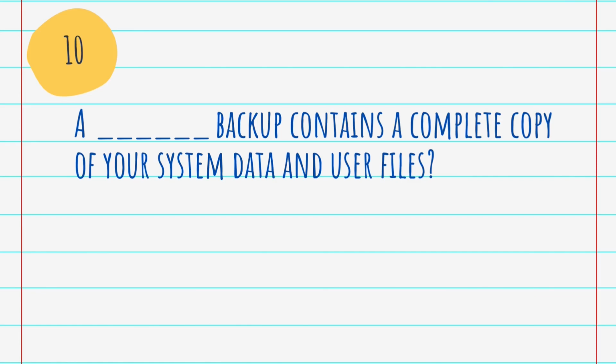Okay. The next question: a data backup contains a complete copy of your system data and user files. Answer is full backup. A full backup contains a complete copy of your system data and user files. Full backup is the process of making at least one additional copy of all data files that an organization wishes to protect in a single backup operation.